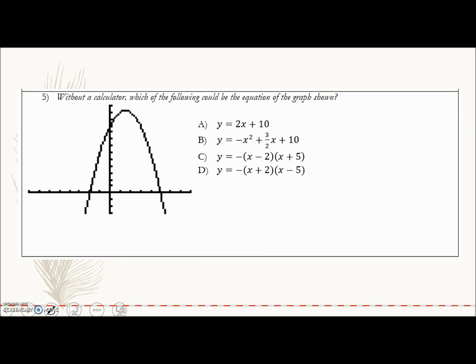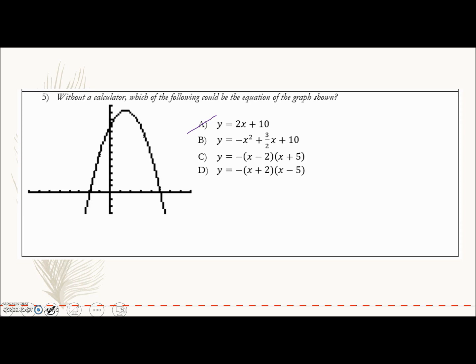Last one. Without a calculator, which of the following could be the equation of the graph shown? You can make some eliminations right away. A doesn't have a squared, so that means it is linear, not quadratic. So A is out. Then I look down at C and D, and I see that they have factors. Instead of trying to struggle with B, which you could factor, I would look at C or D.